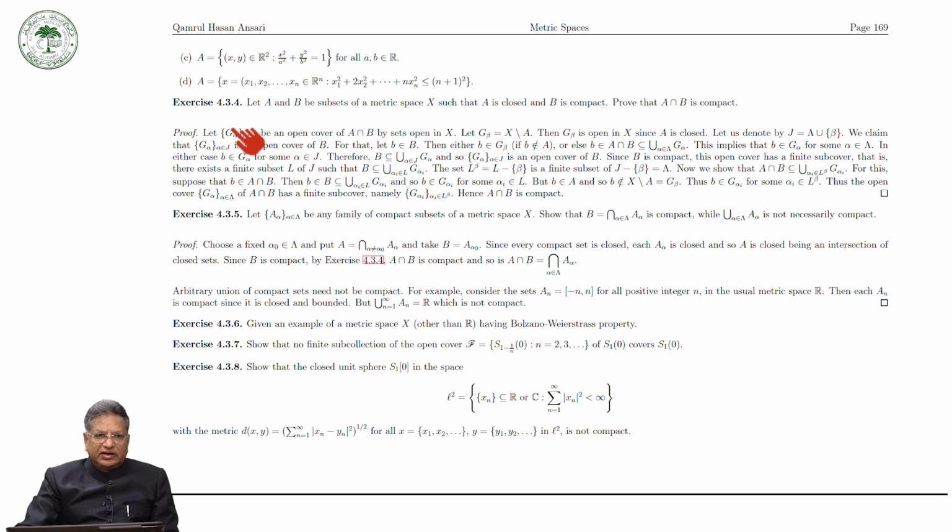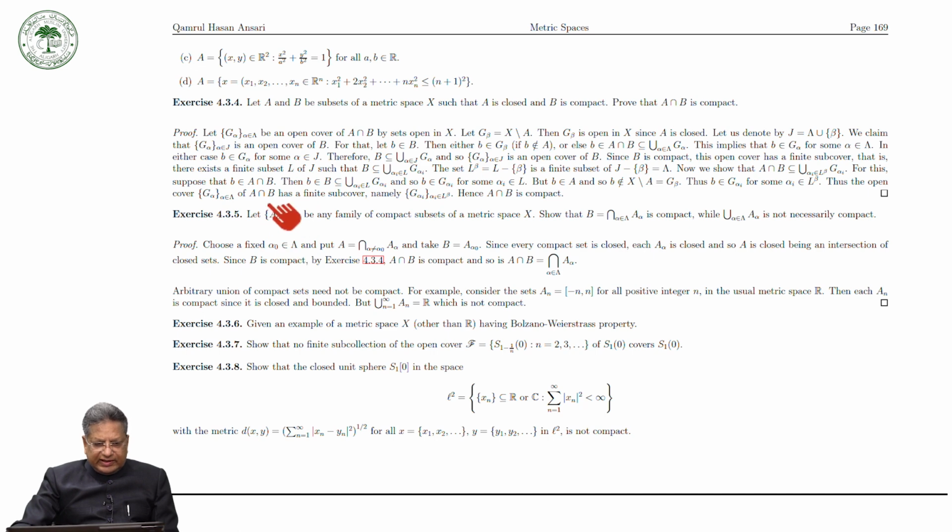So this exercise you can treat as a result, because it will be very useful in your further study: if A is closed and B is compact, then A intersection B is compact. Now, what can we say about an arbitrary intersection of compact sets? Is it compact?